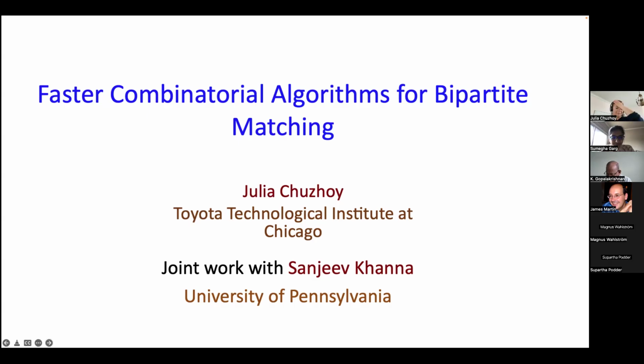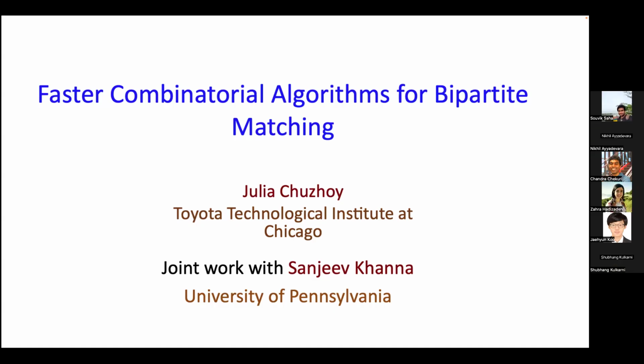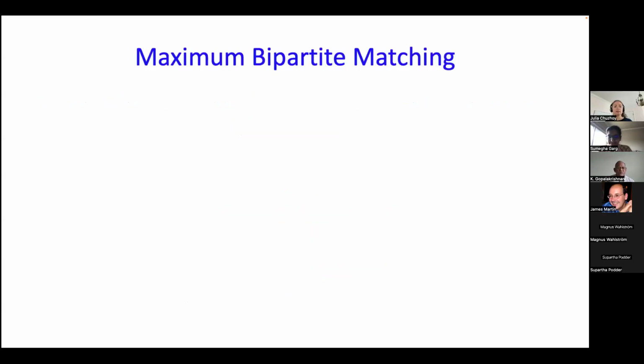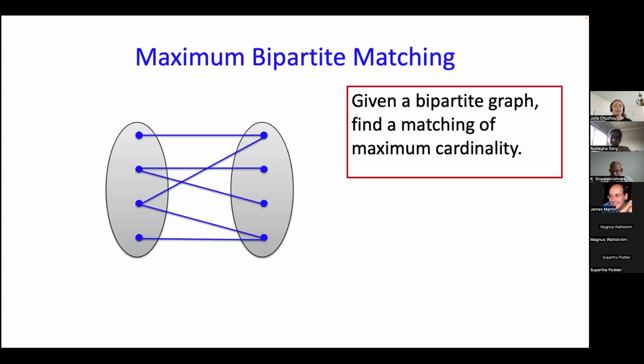Thank you, Sumegha, and thanks for inviting me. So this talk is about faster combinatorial algorithms for bipartite matching, and this is based on joint work with Sanjeev Khanna. So probably all of you are familiar with the bipartite matching problem. We're given a bipartite graph, and what we want to do is to find a matching of maximum cardinality. So here, for example, is a matching of cardinality 3.